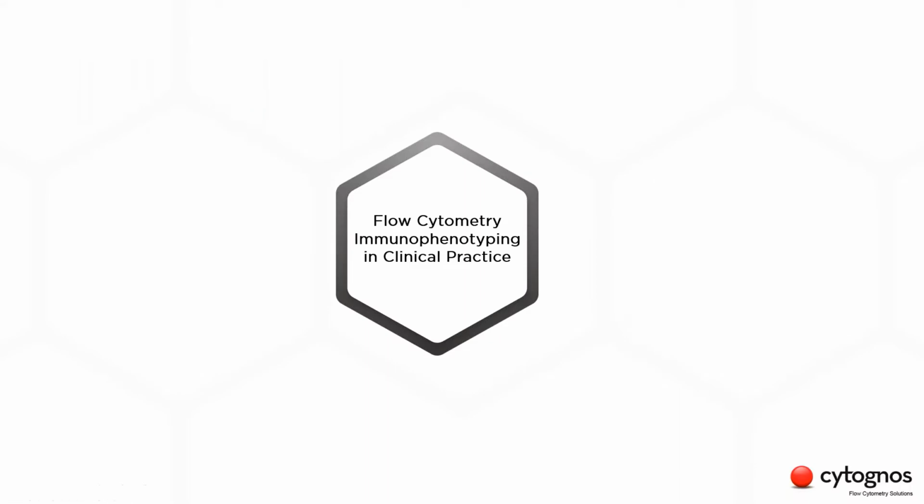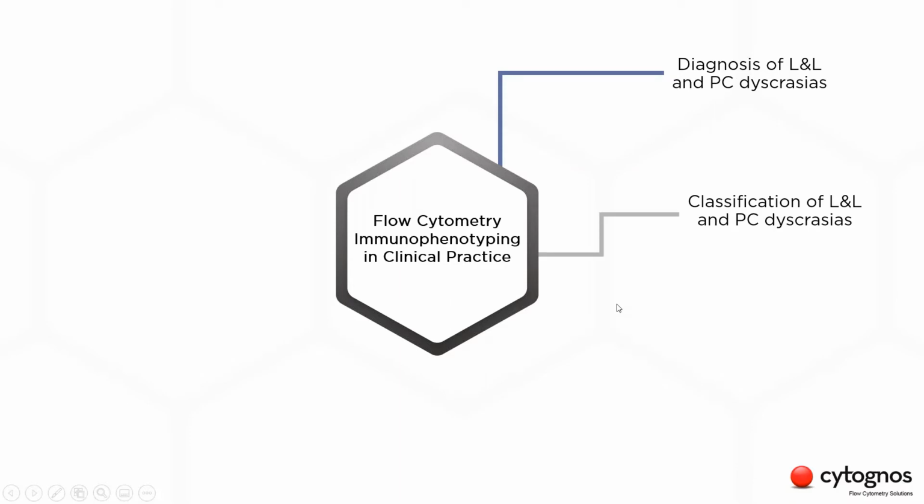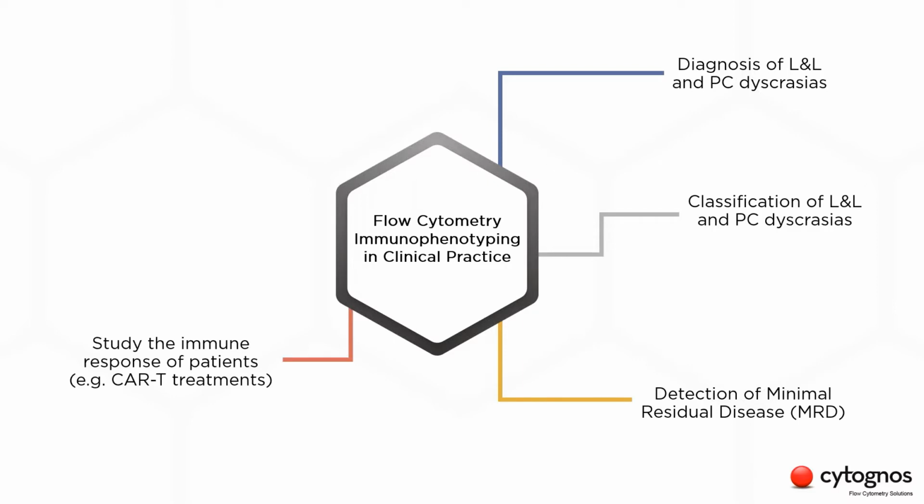So, what is the role of flow cytometry immunophenotyping in the clinical lab? It allows the diagnosis and classification of leukemia, lymphoma, and plasma cell dyscrasias, and the detection of minimal residual disease after treatment. Flow cytometry is also used for studying the immune response of patients and for progress control of the treatment itself. And in the clinical immunology field, to support primary immunodeficiencies diagnosis.